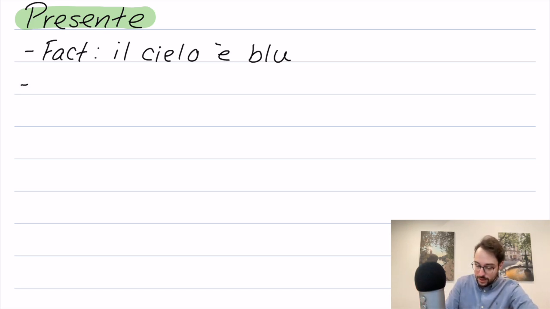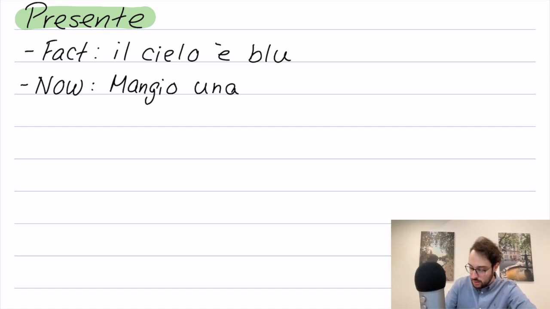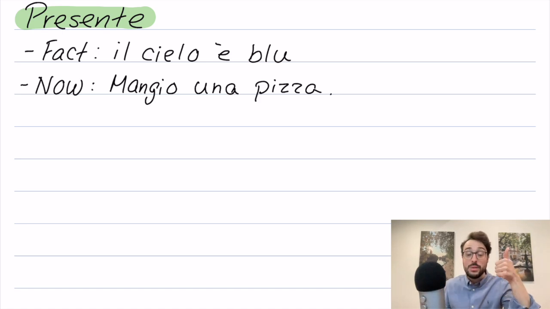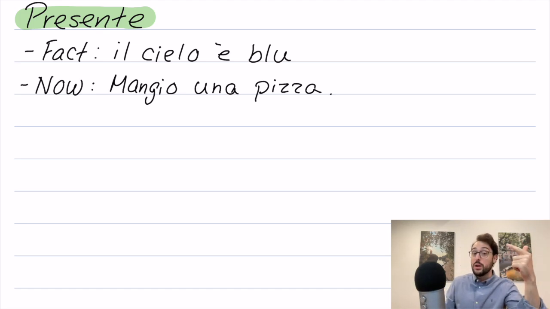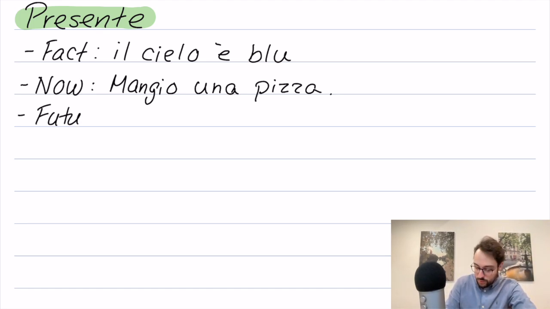You can also use it for things that are happening now, in this moment. For example, if I say, mangio una pizza. This can get translated as I'm eating a pizza, or I eat a pizza, and if you add in some other words, it could be used for the future. So there are some situations in which this can be used for the future.